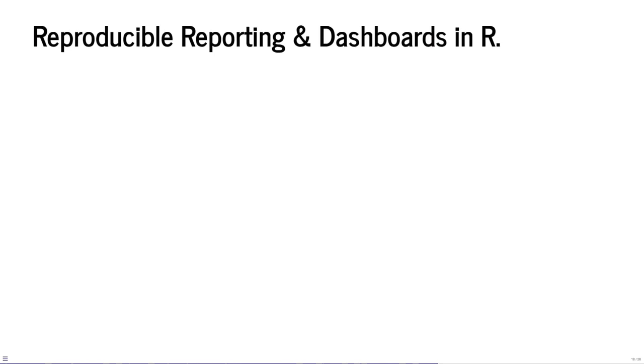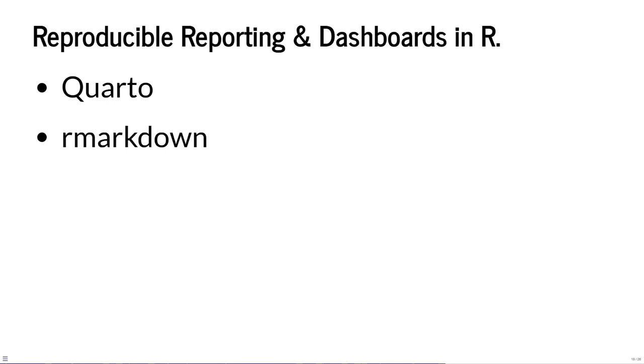Reproducible reporting is an important topic to increase the trustworthiness of your results. Let's look at some packages that we can use to create interactive reports and dashboards. Quarto, this is a modern alternative to R Markdown. R Markdown for generating HTML, PDF, and Word reports.